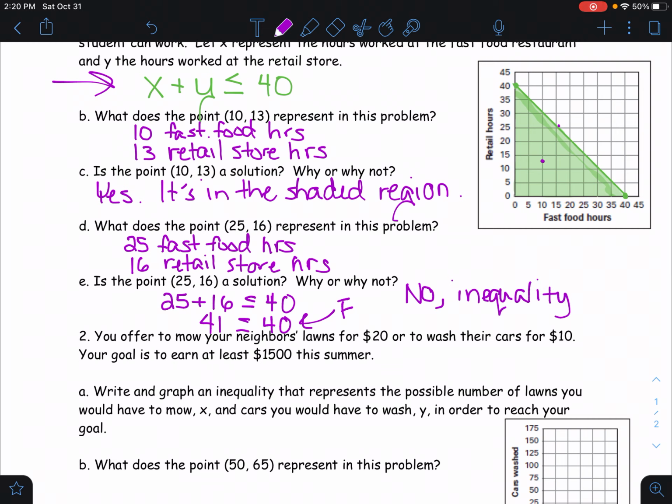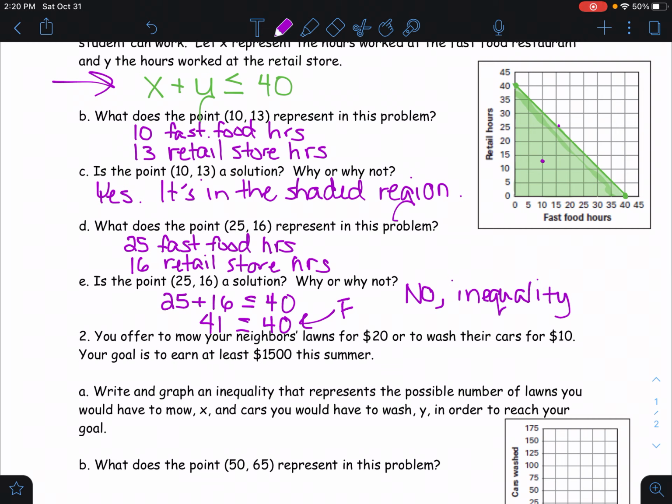So the inequality is false. We can see that right there. Okay. All right, so that's our first word problem. Hopefully that makes some sense.